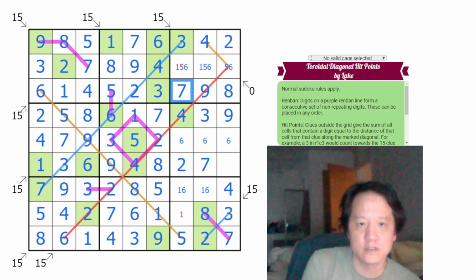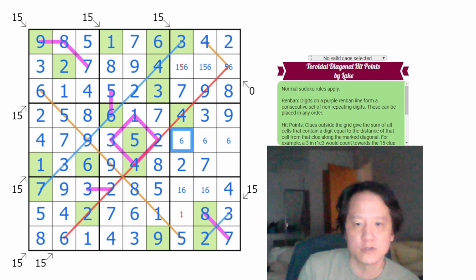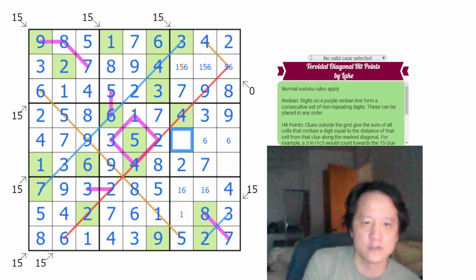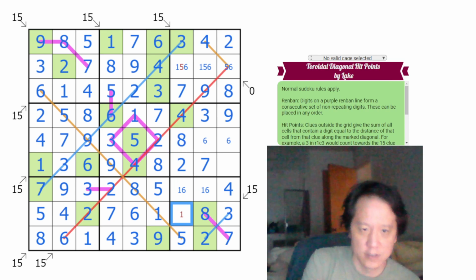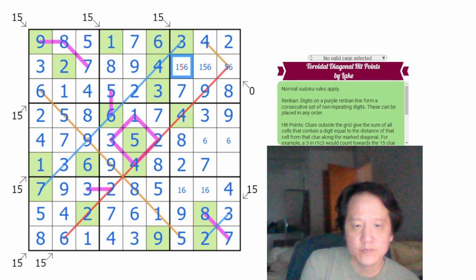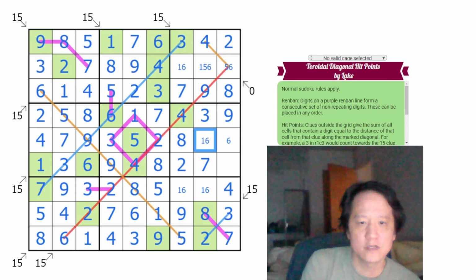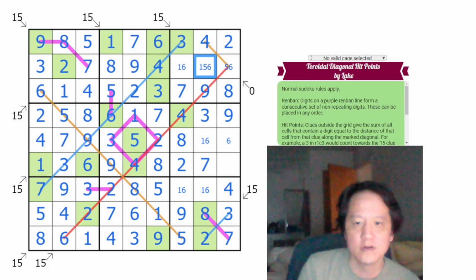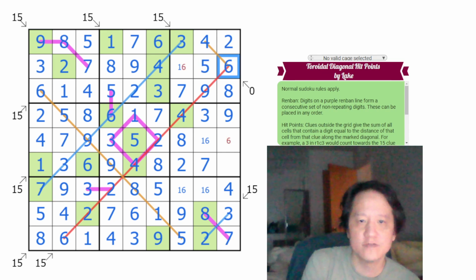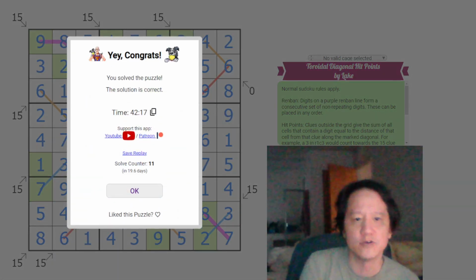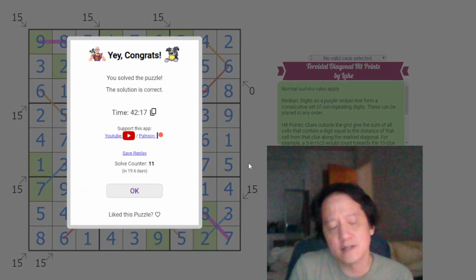This is 1, 6. This is 1 or 6. So this cannot be 1 or 6. So that forces this to be 8. This is 9. We have 1, 6, 1, 6. This is 1, 6. So this is 5. So now we have 5, 6. This can't be 6. So this is 6, 1, 5, 1, 6. And that's the 1. And that's the solution.